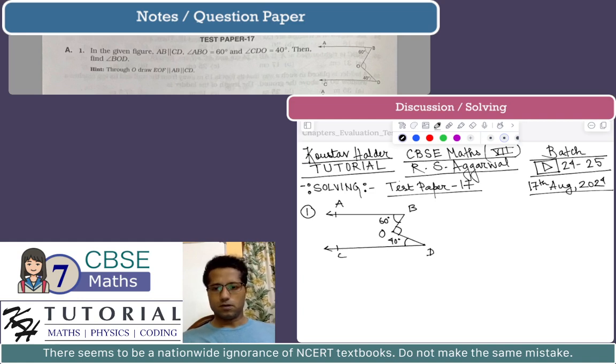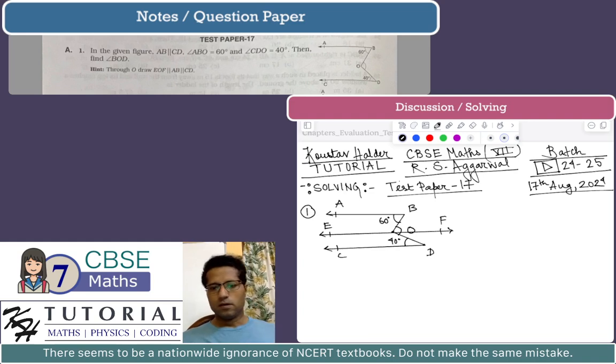Okay, so this is also a very standard problem. The standard method, which is also given as a hint below the question, is that you draw a line through the point O parallel to both AB and CD. So let me draw the line. Let's say this be the line EF. So a straight line EF is drawn through the point O parallel to AB and CD.